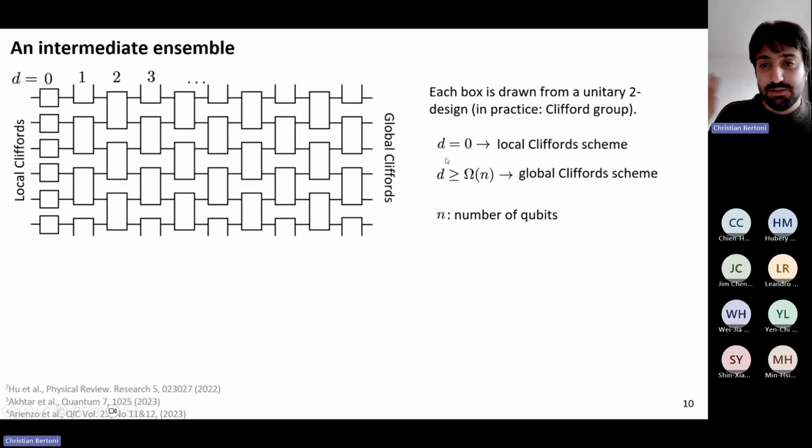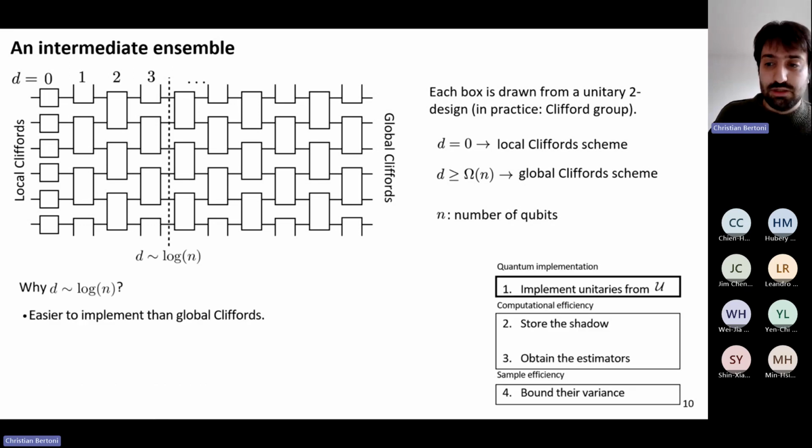And as the depth grows beyond some superlinear threshold, this reproduces the statistics of global Cliffords because it becomes a 3-design. And so we recover the global Clifford scheme. And this is a relatively natural idea as a middle point. And this was also considered in other works by Hu, Akhtar, Ayenso, and co-authors around the same time our work came out.